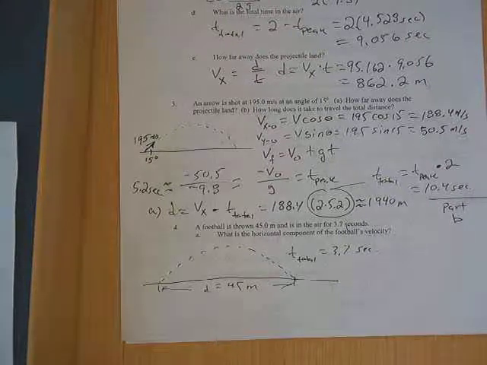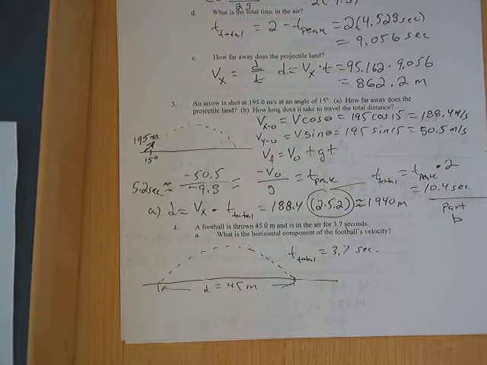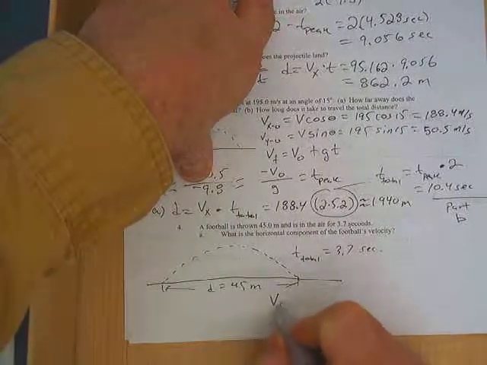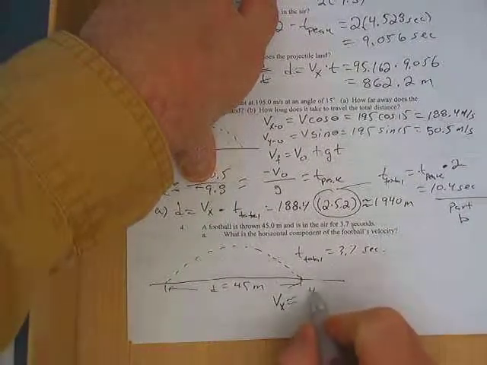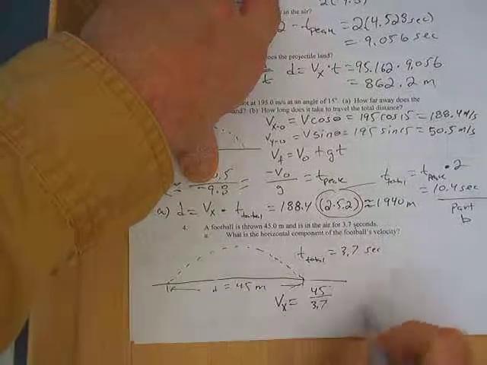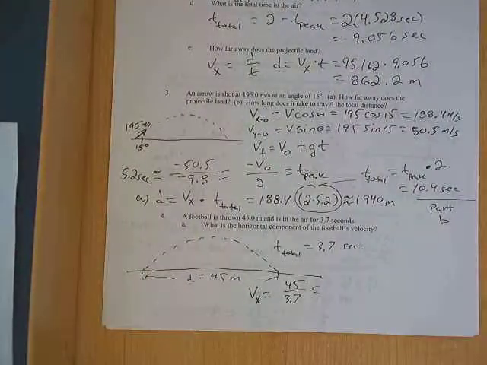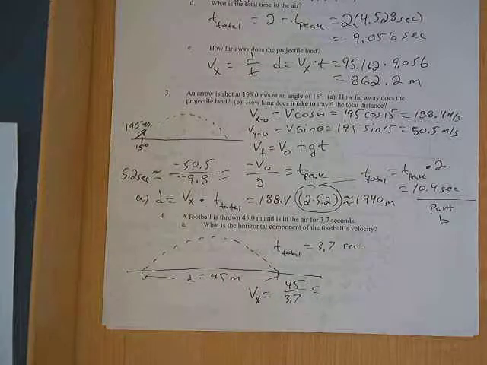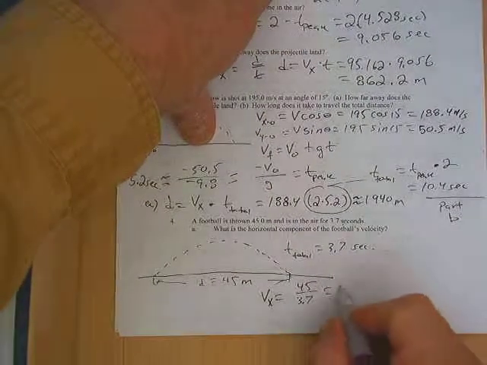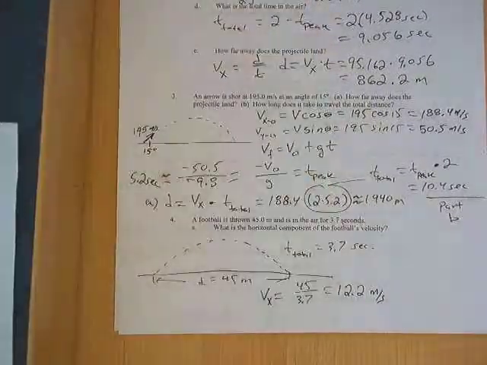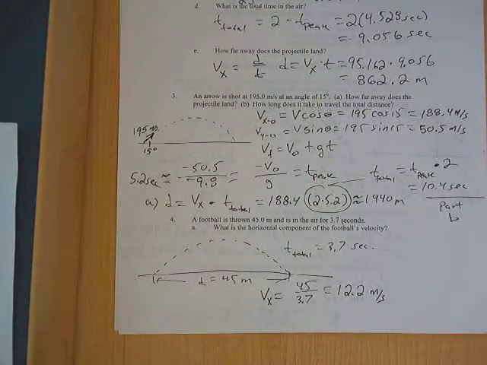Okay, problem 4 on the review sheet. We have a football that's thrown 45 meters and is in the air for 3.7 seconds. What is the horizontal component of the football's velocity? Well, the horizontal component is going to be the distance it traveled over the time it took, because the horizontal velocity is constant. And 45 divided by 3.7 is 12 point, I'm going to round it to one decimal, 12.2 meters per second is the horizontal component of the velocity.